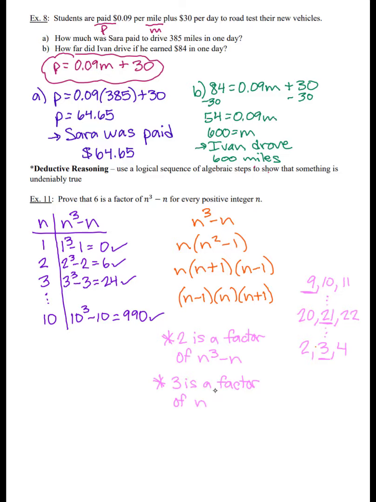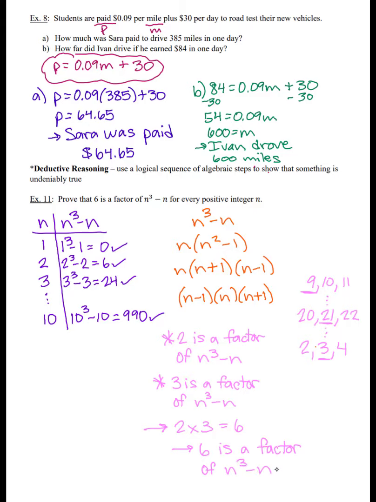And the way factors work is you can multiply factors together and get larger factors of your expression. So since 2 times 3 is 6, that means 6 is a factor of n to the third minus n.